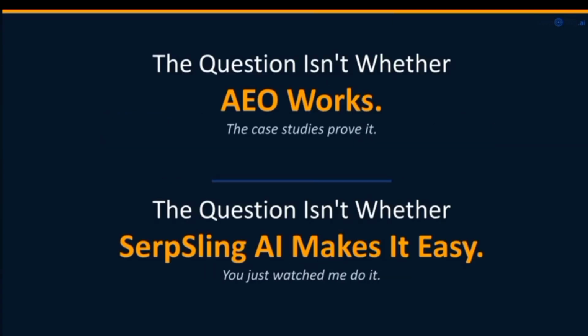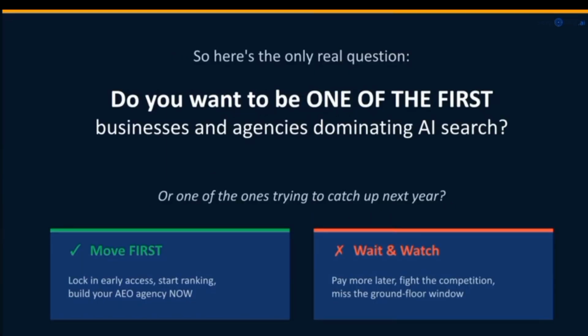The question isn't whether AEO works. The case studies prove it. The question isn't whether Serpsling AI makes it easy. You just watched me do it. The only real question is, do you want to be one of the first businesses dominating AI search and move first? Or be one of the ones trying to catch up next year and wait and watch?